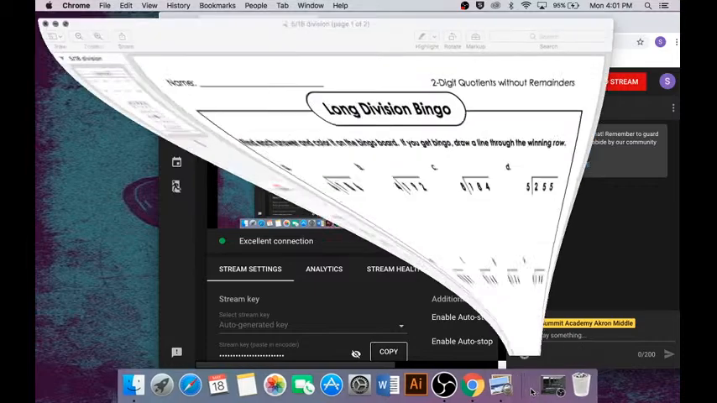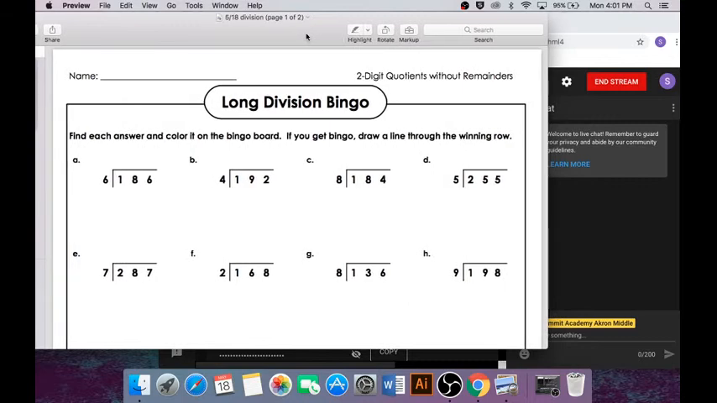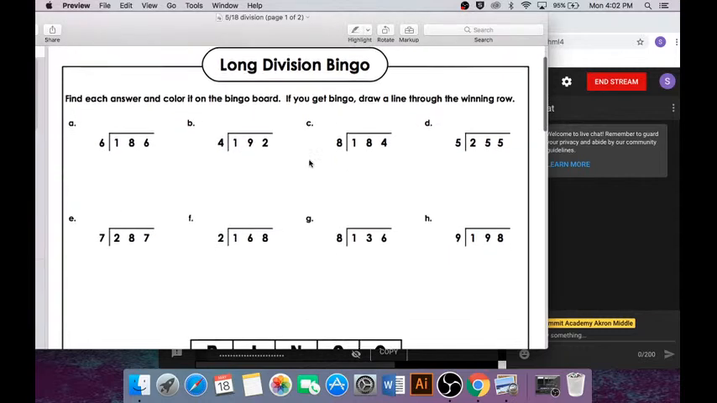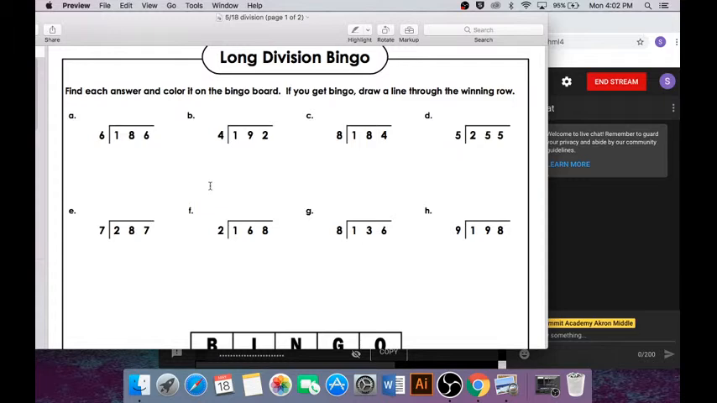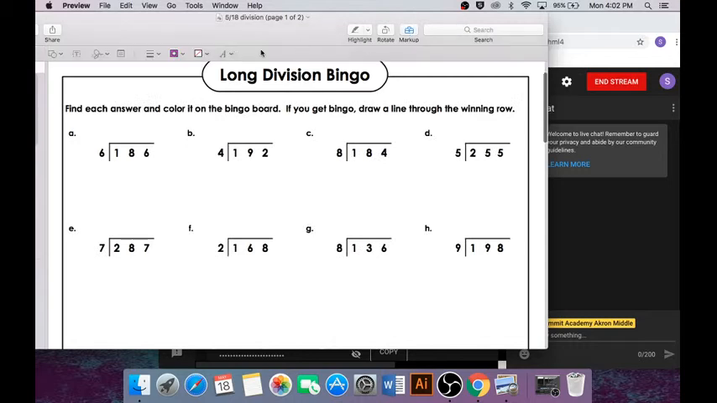So for today, I have a long division bingo that I found. So it should be pretty simple. We're going to go through it together, and then that will be it. You will be free from me until the summer. So it's only 8 problems, and then we have a bingo card down here we need to try and fill in.